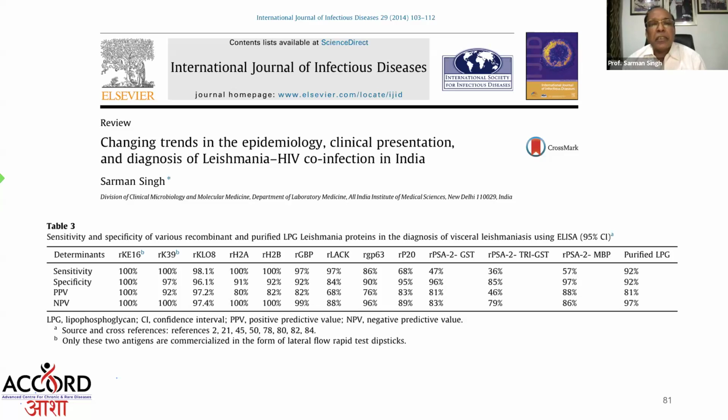But RK39 is still not doing that well in Mediterranean and African countries. Many people have developed several recombinant antigens after these two were commercialized, RK39 and K16. Then KL08, then H2A, H28, RGBP, and there is a huge list of antigens that were prepared, but none of them went for commercialization except these two. Next, please.